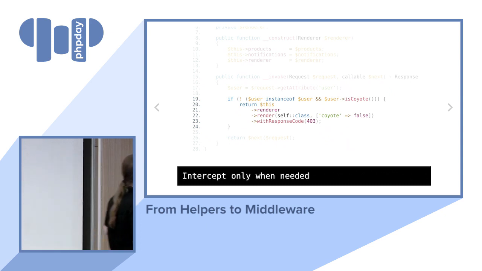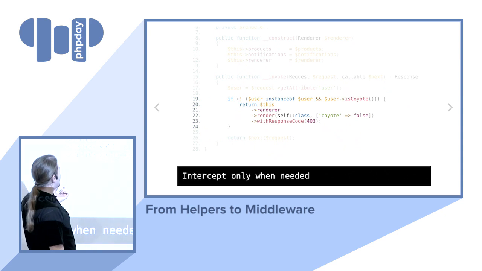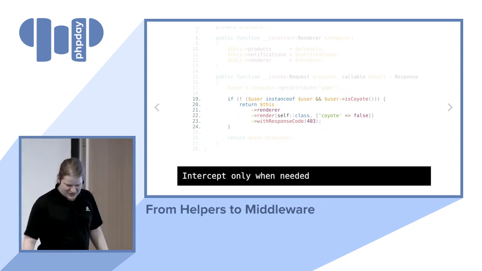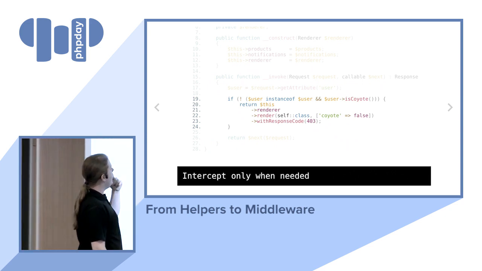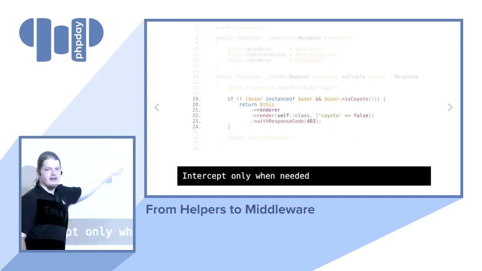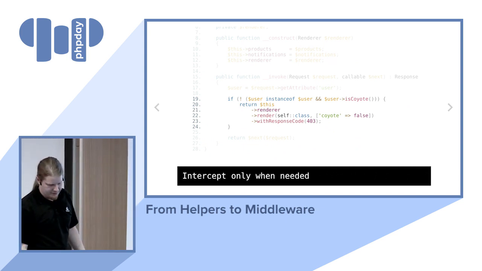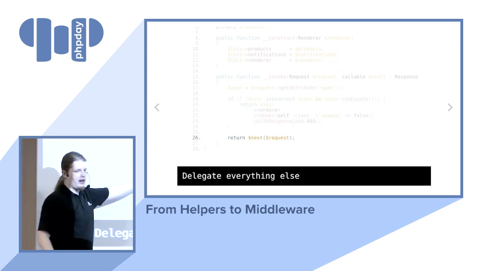Cool. Well, if the user, yeah, this is completely broken. Sorry, this is completely broken. Right, so if the user is not a coyote, then I'm going to basically render a page and say, not you. You can't come in here. And everything else we just delegate to the next interaction.